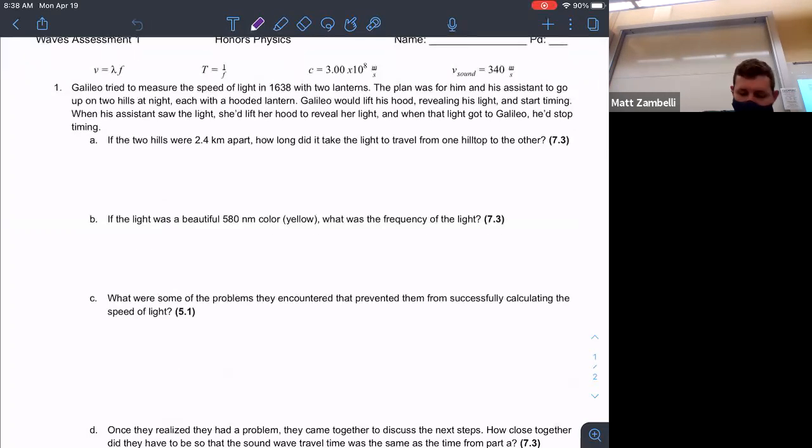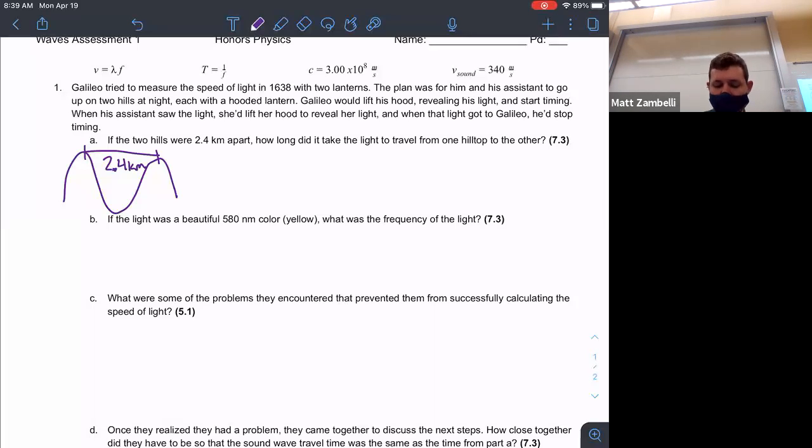So we know that we have two hills, and they are 2.4 kilometers apart. And so it asks, how long did it take for the light to travel from one hilltop to the other? So this one, we're not really using our waves calculations yet. We are using our wonderful kinematic calculations from way back in the beginning of the school year.